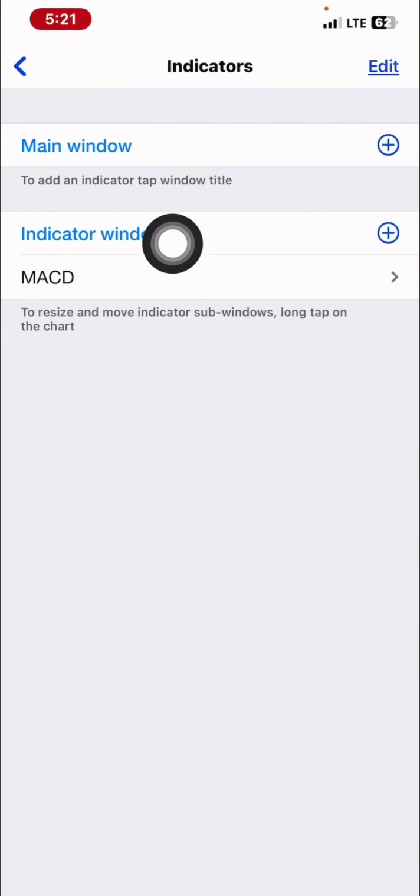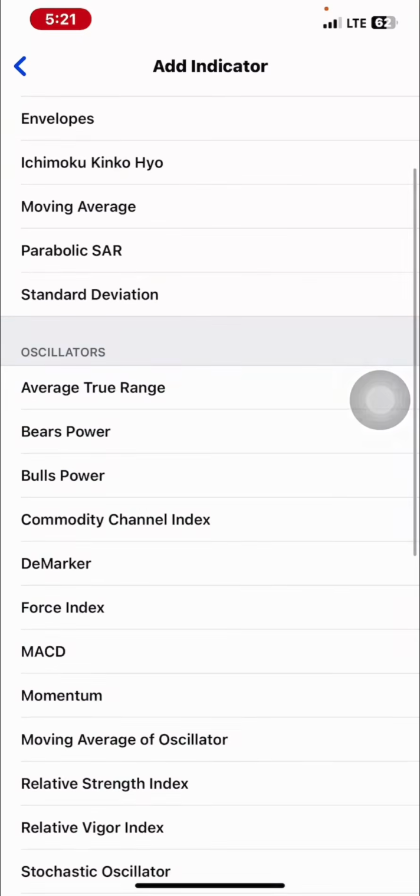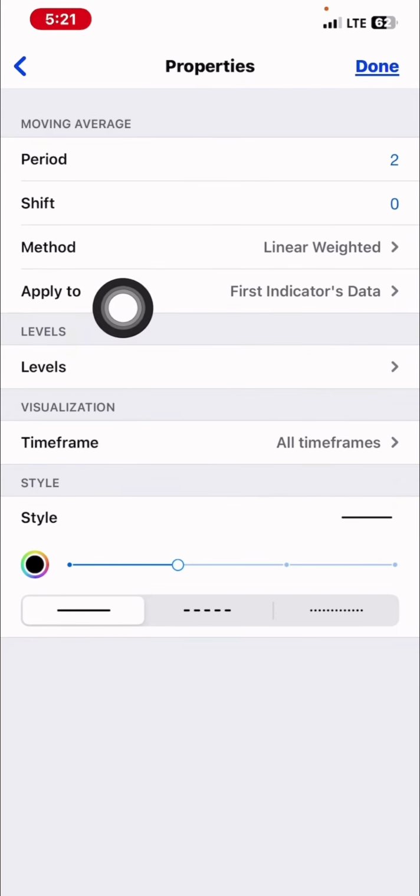Make sure the indicator is added to the indicator window 1. All right, so you look for your moving average. In your moving average, your period is 2, your shift is 0, your method is linear weighted. Then apply to first indicator's data. Your levels is blank, time frame is blank.